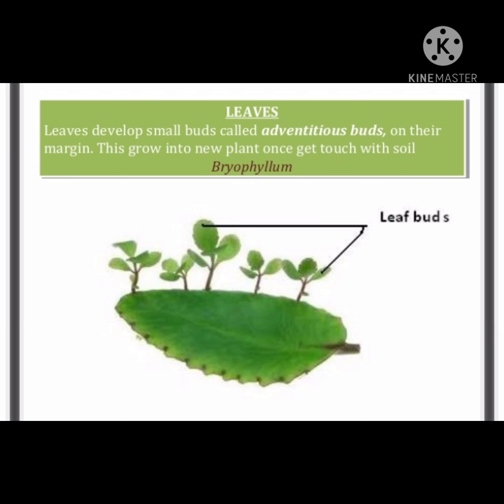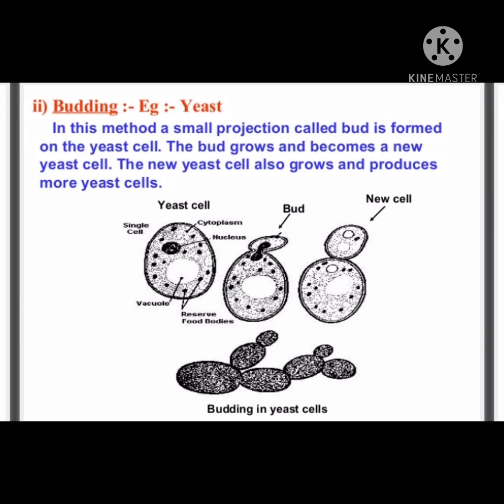Then another one is budding, another method of asexual reproduction, and it is most common in unicellular organisms such as yeast. In Activity 12.3 we can see the reproduction of yeast. Yeast is a microscopic, single-celled organism. When we cultivate yeast in sugar solution or starch solution, under favorable conditions a small bulge comes out from the surface of the yeast. This bulge enlarges, and the nucleus of the parent cell divides and enters the newly formed bud. In this way, a number of new cells are produced from the parent cell. This is called budding.